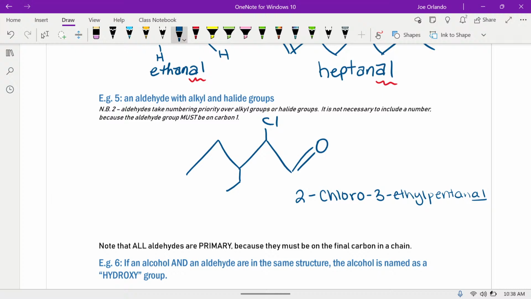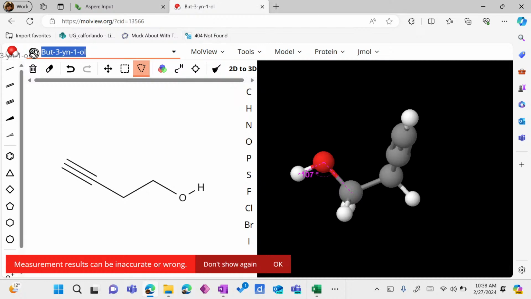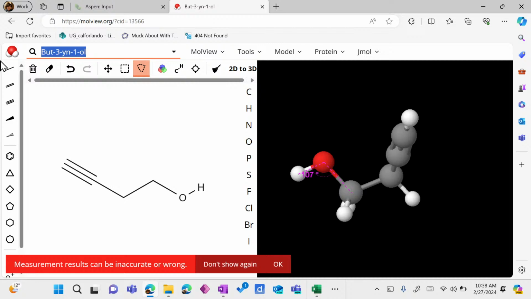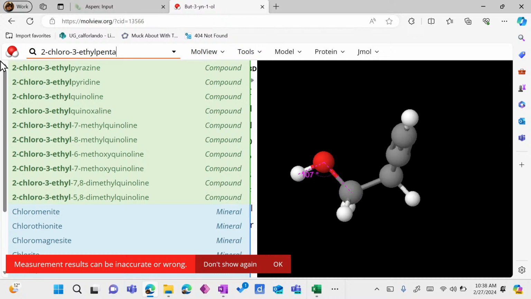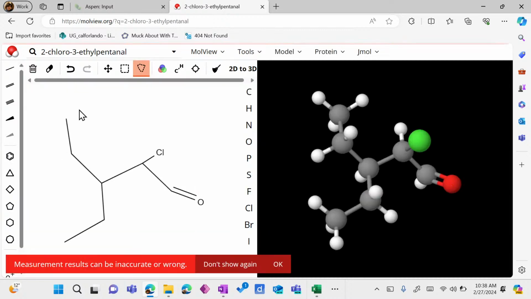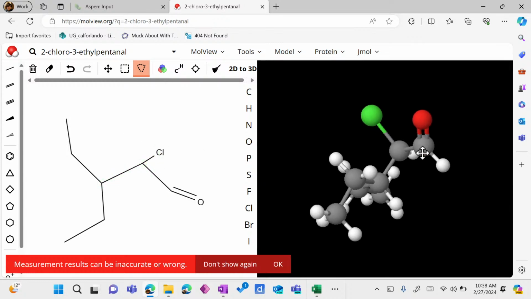I thought somebody said C and O. What about them? The delta EN, right? Your difference in electronegativity. Carbon's what, 2.2? Something like that? But what did we just draw? We just drew 2-chloro-3-ethylpentanal. All right? And look, is that what we drew? Yeah.